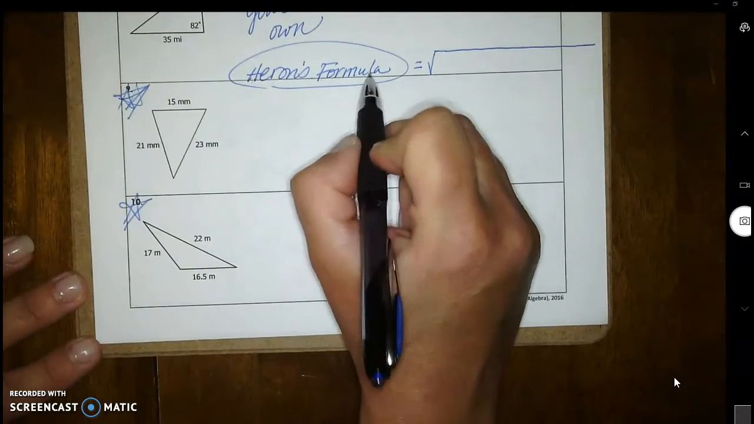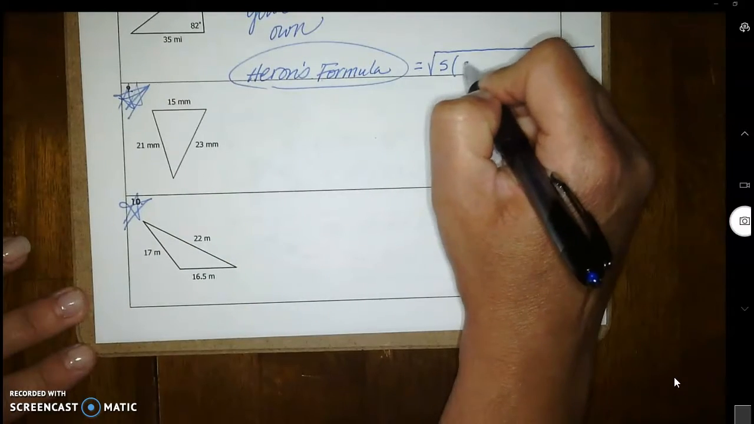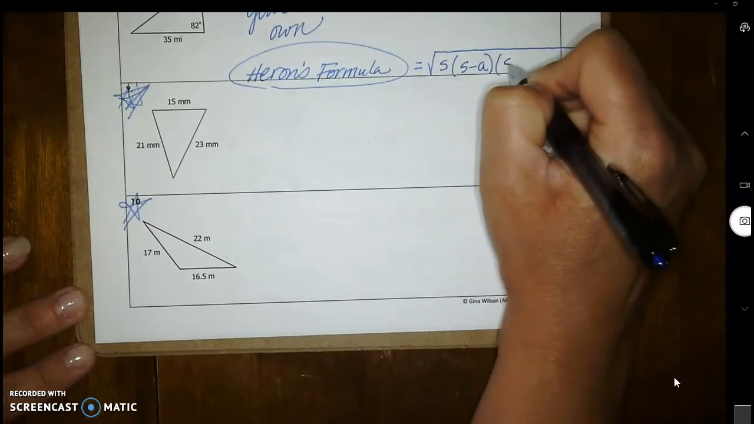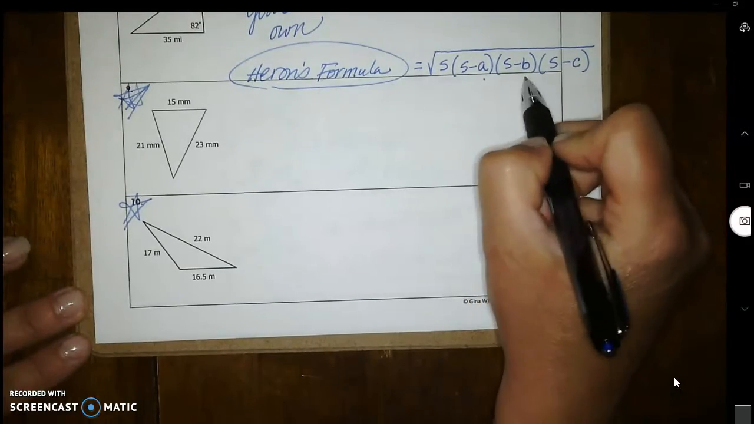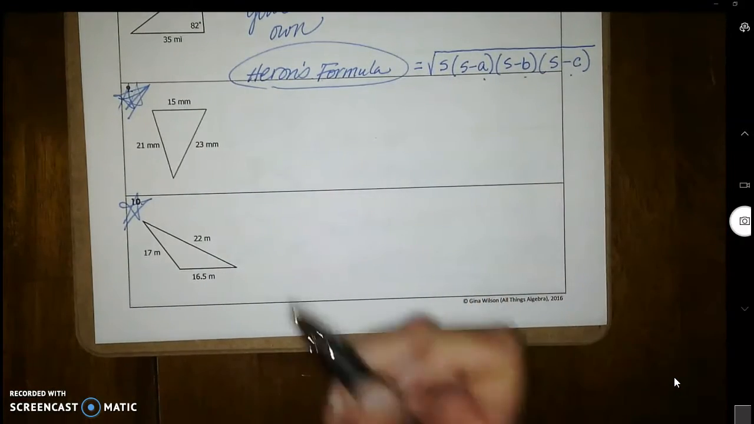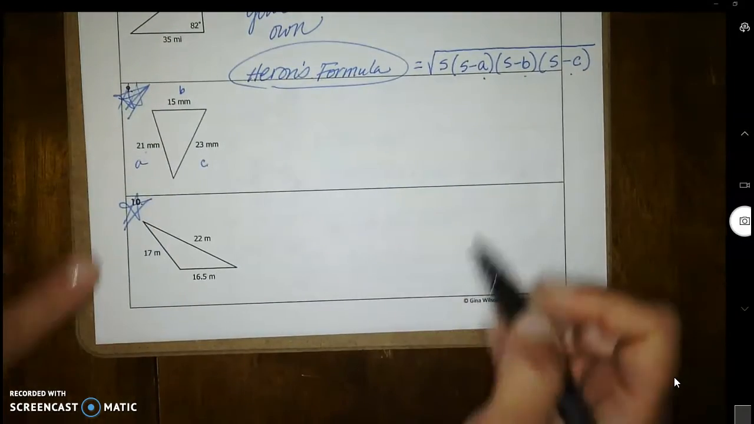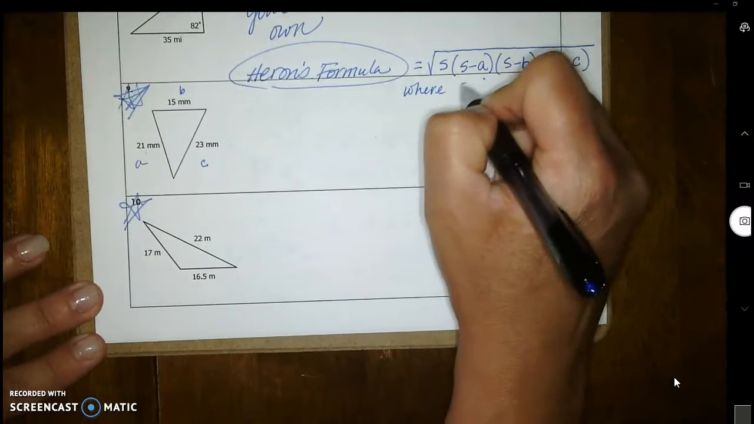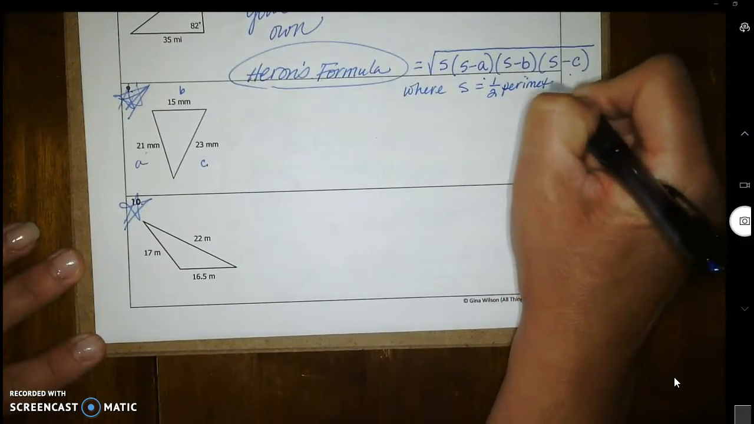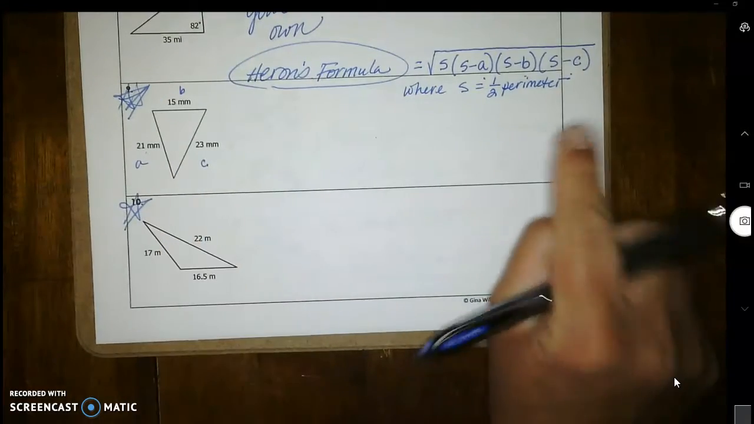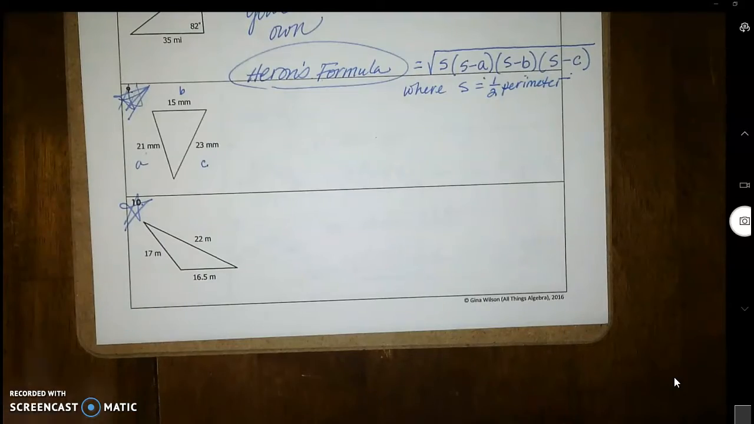But here's what Heron's formula says. You're going to take the square root of S times (S minus A) times (S minus B) times (S minus C). Now, A, B, and C are the sides of the triangle. So A, B, and C are going to be 21, 15, and 23. But S is actually half of the perimeter. And so if you know all 3 sides, you can add them all up, divide by 2, and then you can just plug this in, okay? So let's go do that.